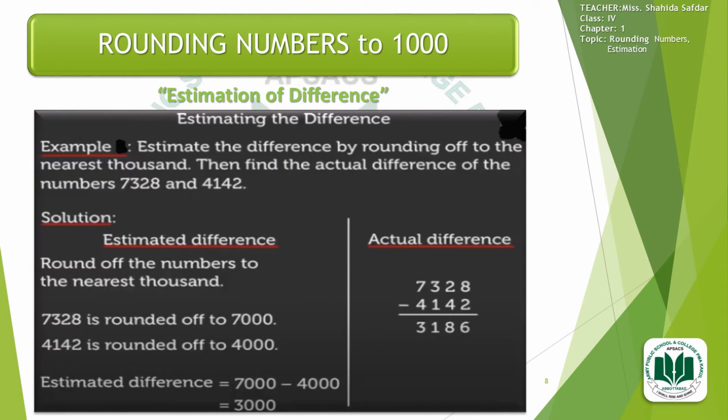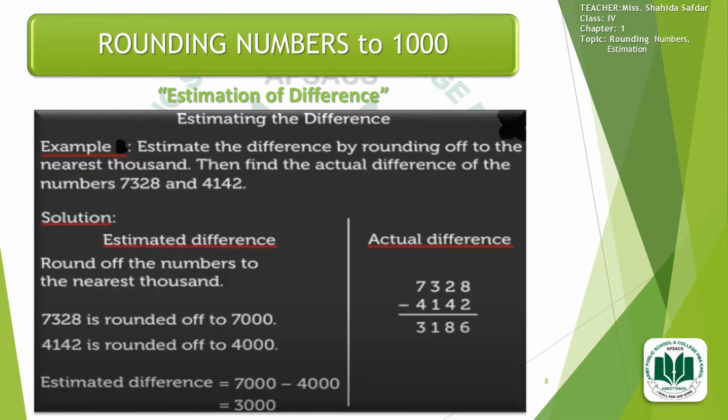Here we will learn how to calculate the estimation of difference. For this, we have taken an example. Example: estimate the difference by rounding off to the nearest thousand. Then find the actual difference of the numbers 7328 and 4142.